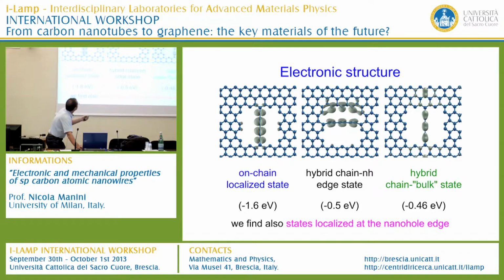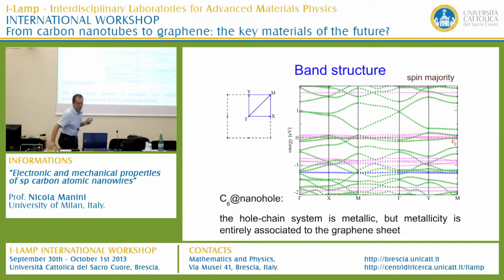And also we get some states which are localized only on the nanohole edge. Okay? So we use different color codes for those states. The blue ones are localized in the chain, and the pink ones are localized at the edge. So we can plot the band structure. This would be the path in the Brillouin zone corresponding to the periodic box surrounding this area here, the 2D periodic box. So this would be a very small Brillouin zone compared to the one of graphene, for example. And here we are zooming in on the region near the Fermi level, which is 0 here.